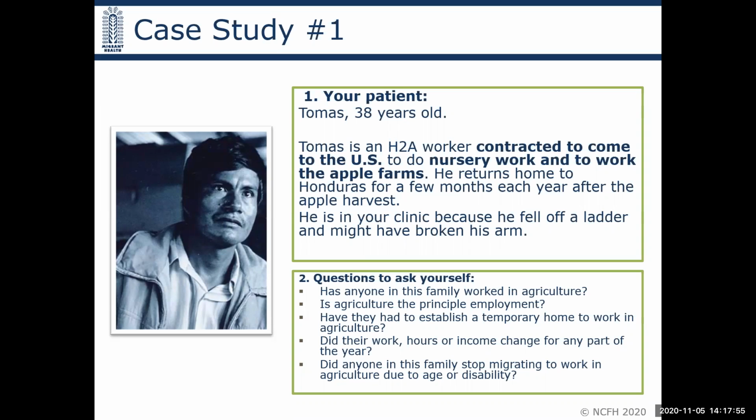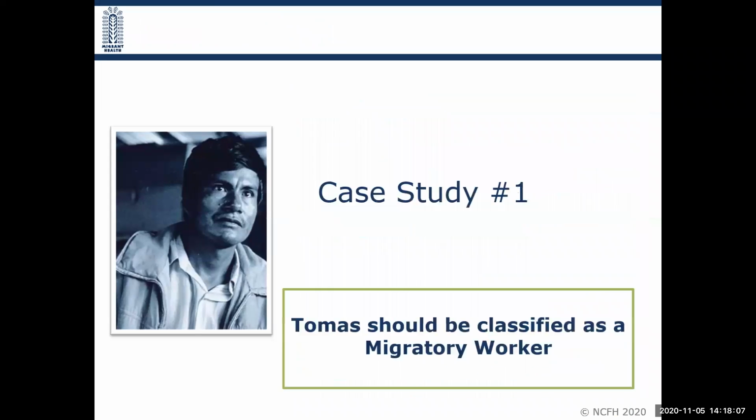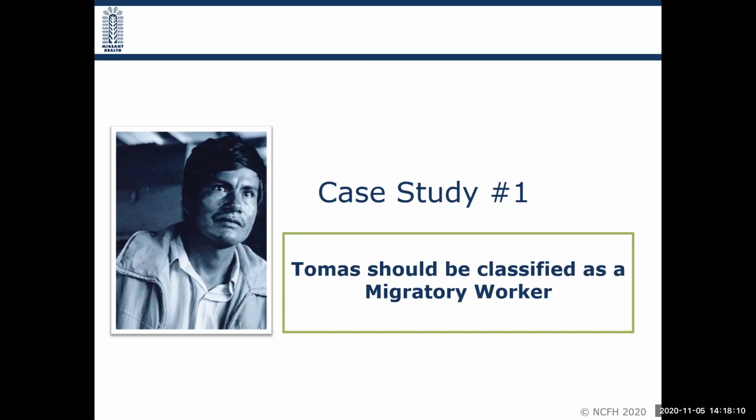So the majority of you, 79%, responded migratory worker. That's correct. Tomas has worked in agriculture in the past 24 months, and he has established a temporary home in the US to do this work. Even if he's at your health center today due to a work injury, workers' compensation or insurance doesn't matter. We're not taking that into consideration for reporting in UDS. So he still needs to be classified as an ag worker for UDS reporting purposes.